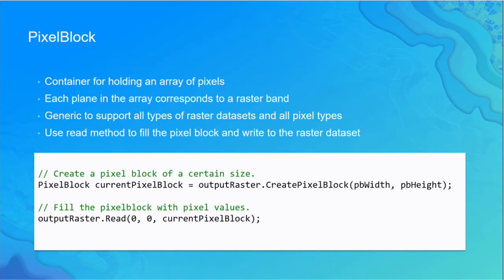So this is something to be aware of. And then the pixel block itself is just the container. In order to get the data in there, we need to read it from the raster. And once we're done with the manipulation, we need to put it back into the raster. So there is a read-write operation required in order to do that.